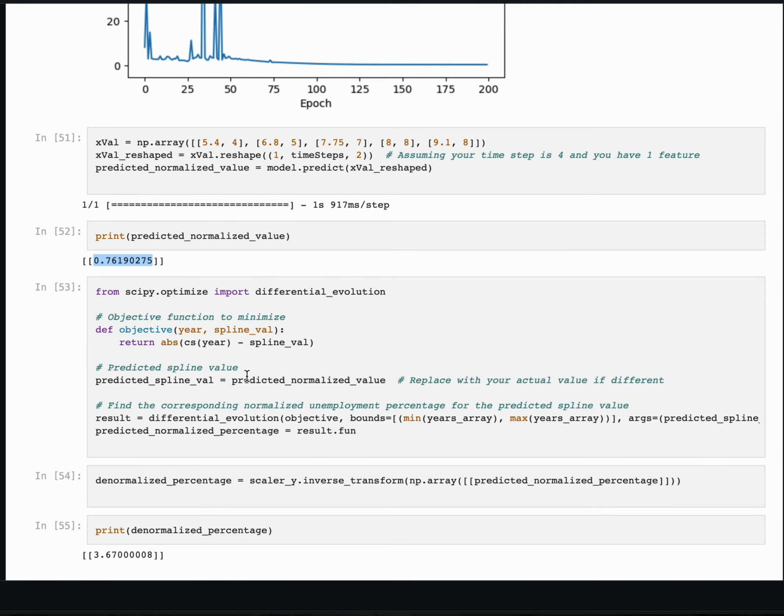The way to convert a spline back into a normal value, there's this optimization function that basically takes in all the other splines and does a search to see what spline this would be similar to, essentially. It's called differential evolution. Once I was able to inverse that, I was able to take the normalized percentage and inverse transform it back from being normalized to a normal number. And it predicted that for 2023, the unemployment rate would be 3.67%, which is almost spot on to what it is right now. In July, it was like 3.5, and I think right now it's around 3.8. So for a year total, it's pretty close.